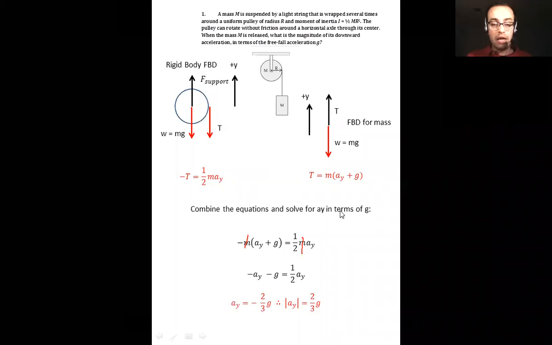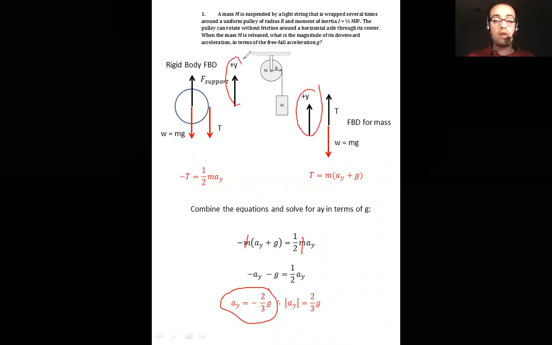We then find that a sub y is equal to negative 2/3 of g, and therefore the absolute value of a sub y is equal to 2/3 g. And you'll notice, fortunately enough, that the sign of this acceleration actually matches the sign of the acceleration we would expect given our definition of our axes. We expect acceleration to be that way, and that's going to be negative in this case. So it all works out in a nice, tidy way.